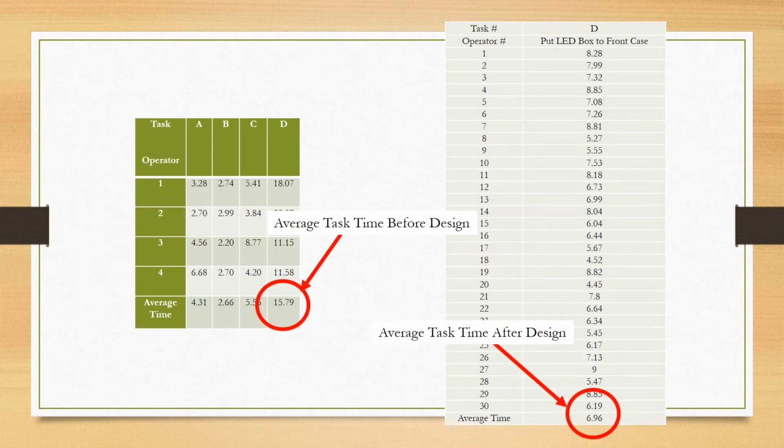The slide shows our 30 sample data. The average test time is reduced from 15.79 to 6.96.